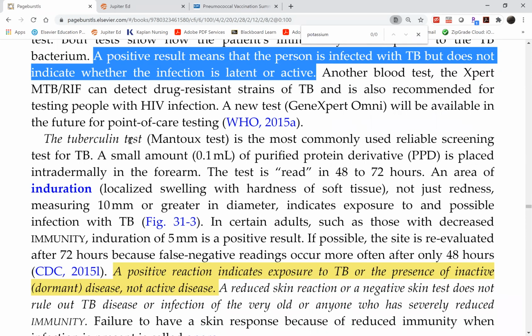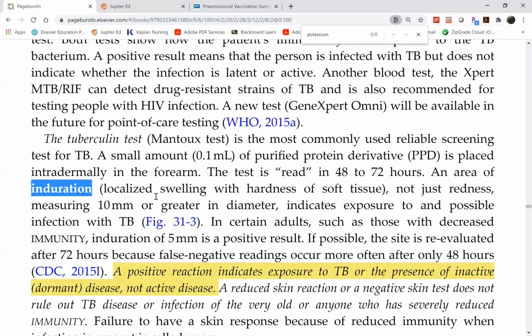All right. You're familiar with the PPD. Most of you have had it. For those who never had it, you get it planted and then it will be read at 48 and 72 hours respectively, so it'll be read twice. What the reader will be looking for is induration. Induration is localized swelling and hardness. It's not redness. It's the area of raised swelling. How high is the swelling? This is measured in millimeters.